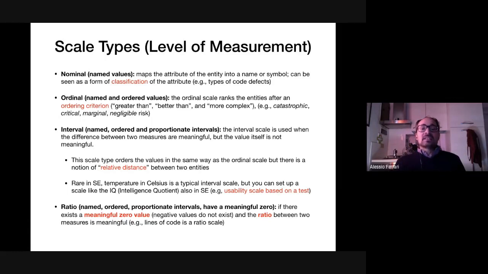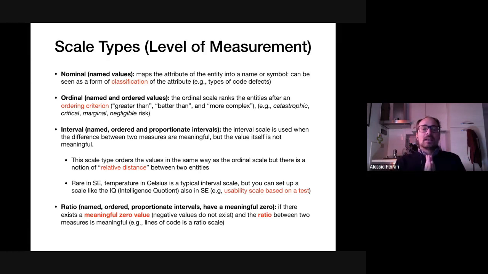Interval scales introduce numbers, basically. An interval scale is used when the difference between two measures is meaningful, but the value itself is not meaningful. This is not directly intuitive, I think it cannot be grasped at first glance. But you have to consider that this type of scale is like the ordinal scale, but you have numbers instead of labels. And these numbers are useful because they allow you to establish a relative distance between two entities.